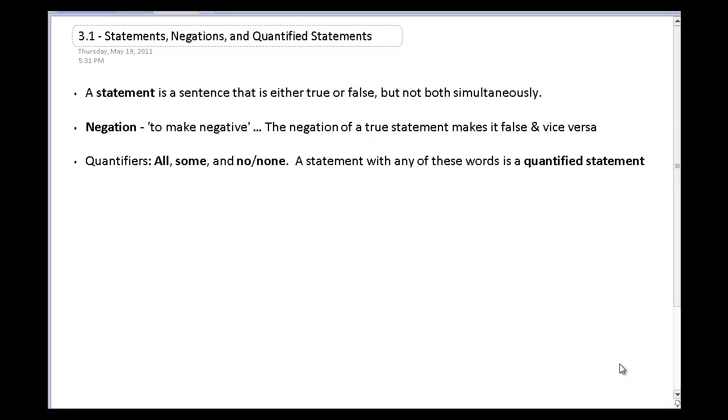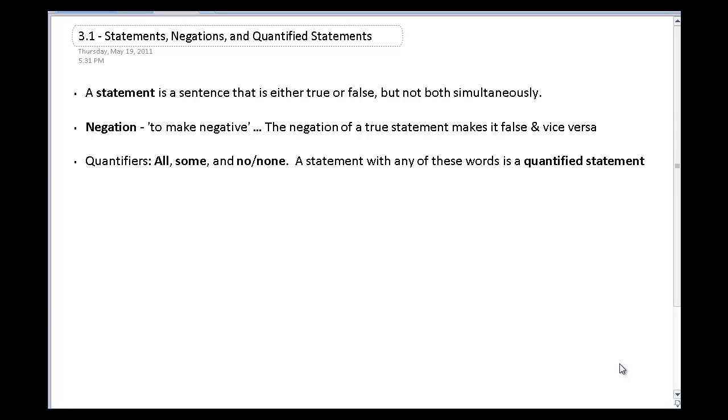So this section is all about logic. That's what we're trying to do. And in the first section, we're just talking about some basic ideas. So first of all, I have a statement. It's a sentence, so it has to be a sentence in English. And the sentence has to be either true or false, but it does not get to be both at the same time. I'm going to give some examples of that in a second.